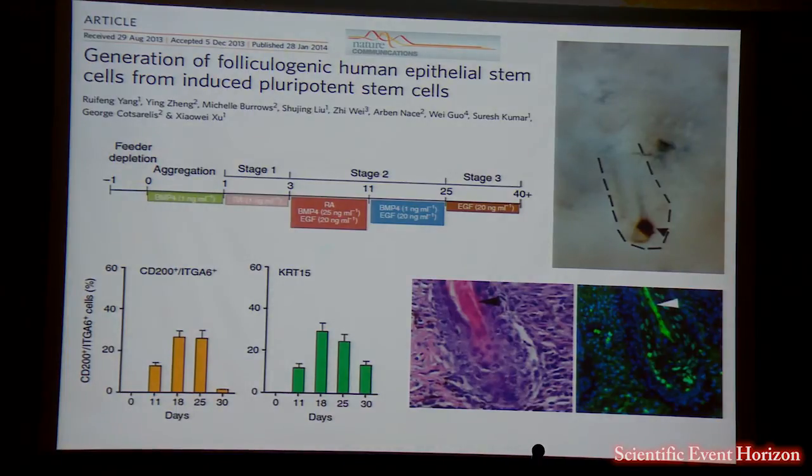But we can have better material. The group at the University of Pennsylvania recently successfully reported that by using the cell surface markers CD200 and alpha-6 integrin, they can enrich the keratinocyte cell population equivalent to the human bulge cells from human-induced pluripotent stem cells. So those cell populations may be used to bioengineer human hair follicles in future.